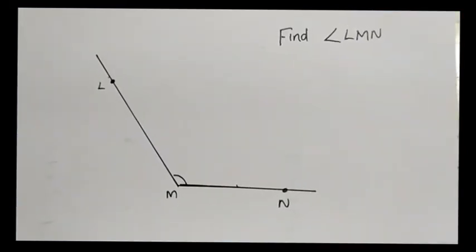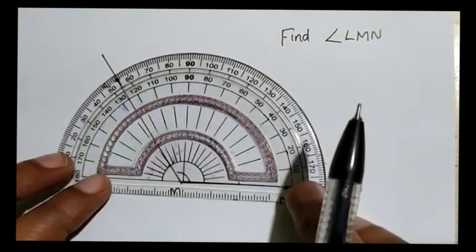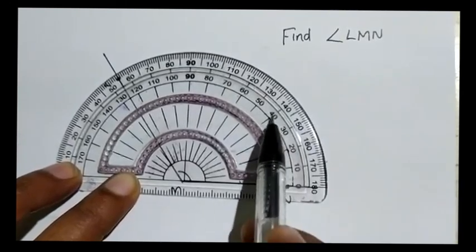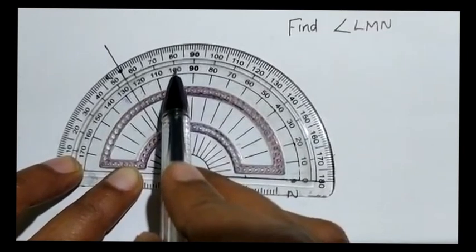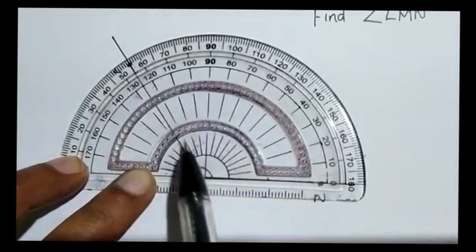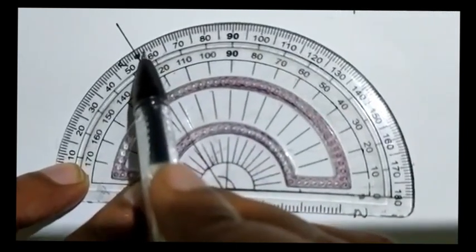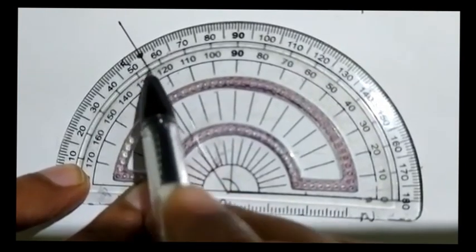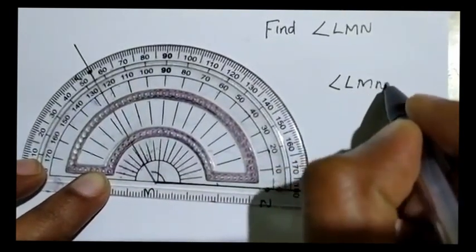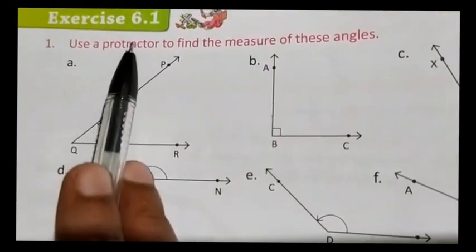Next, find angle LMN. Place the protractor like this, then count from 0: 0, 10, 20, 30, 40, 50, 60, 70, 80, 90, 100, 110, 120. Then we can see this arm is in between 130 and 120. After 120 we have 121, 122, 123, 124 and 125. So our measurement, angle LMN, is 125 degree.